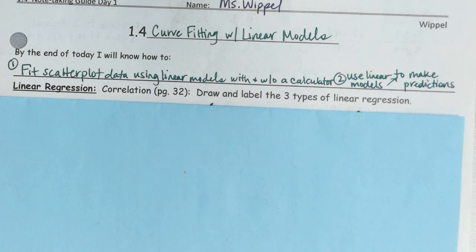So I'm going to show you page 32 in just a second when we talk about correlation. Correlation is how the data is related to each other. And you can see this is called linear regression. Regression is just the relationship between the data. So we're going to draw and label the 3 types of linear regression, and it has to do with the slopes. I'm going to show you that real quick, and then we're going to draw them out ourselves.